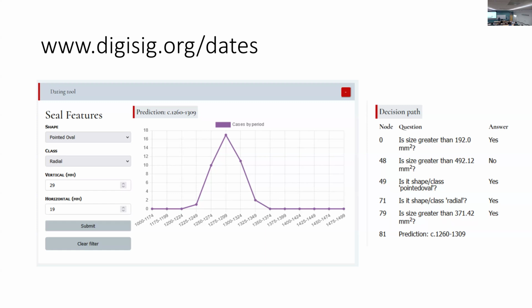So you can now go on my website, and there's a little menu on the side. You can fill in information about your seal, and you'll get back this report with a little graph which shows you the distribution temporally of things with those features. And you'll also have on the side a little report on how it actually managed to make that decision. So a lot of information there which tells you how the computer went about solving this particular problem.